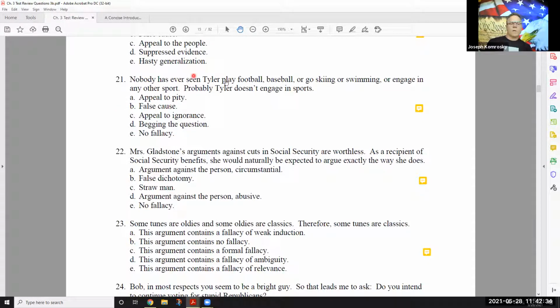So the claim is nobody's ever seen Tyler play any sport at all. So you're not saying certainly Tyler doesn't play, you say probably. It is a no fallacy. It sounds like you might be thinking there's a fallacy there, but literally nobody's ever seen Tyler play any sport at all. Most likely you can conclude maybe he doesn't play sports.